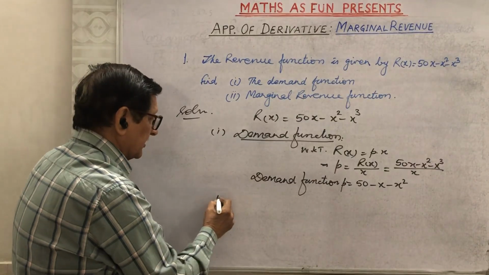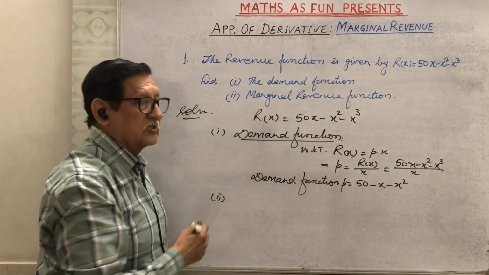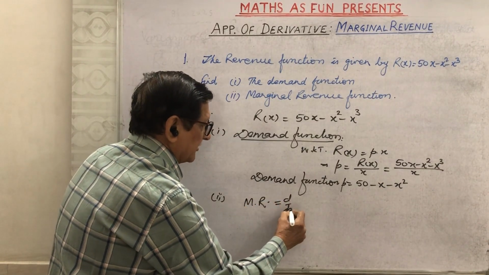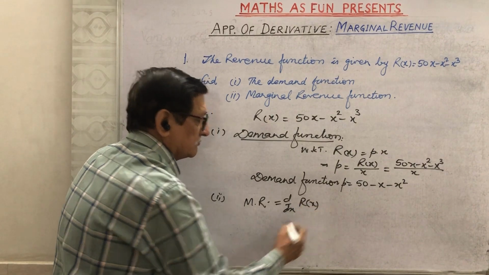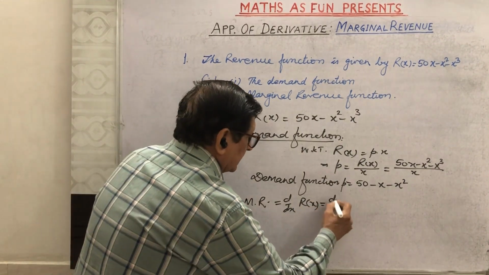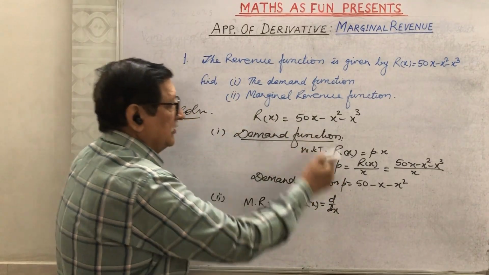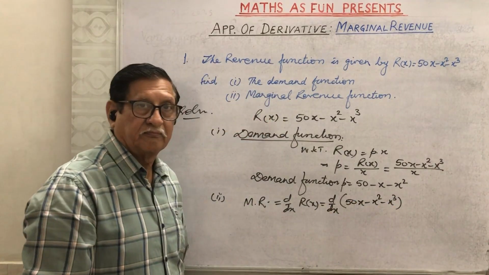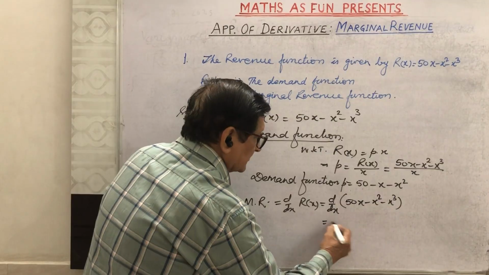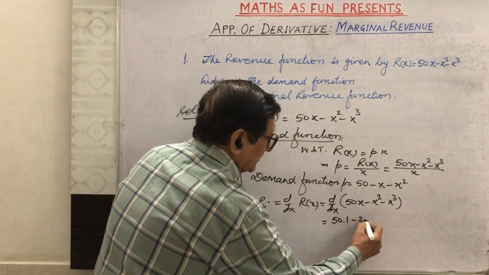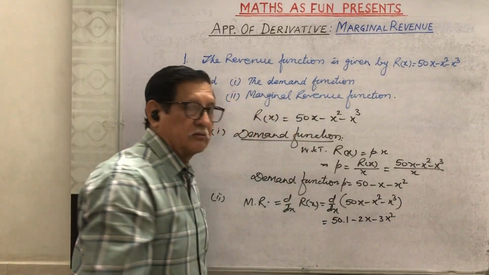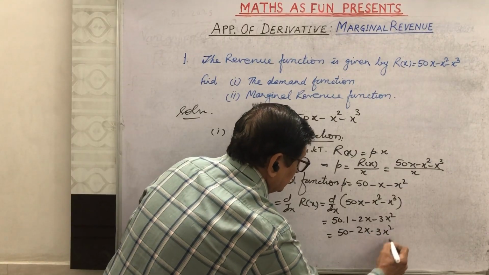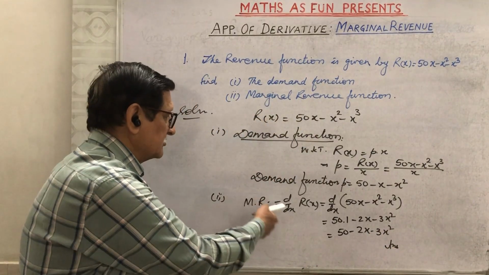Now we want to find, in the second case, the marginal revenue function. We know the marginal revenue function is given by d/dx of R(x). So here we find d/dx of the revenue function 50x - x^2 - x^3. Taking the derivative, we get 50 into 1 - 2x - 3x^2, or 50 - 2x - 3x^2. This is the marginal revenue function.